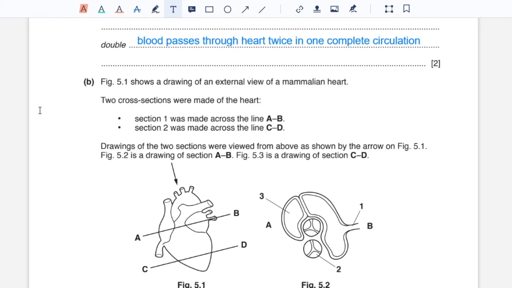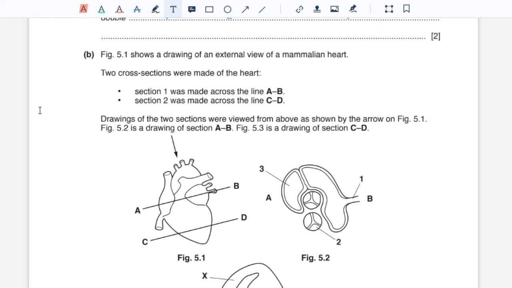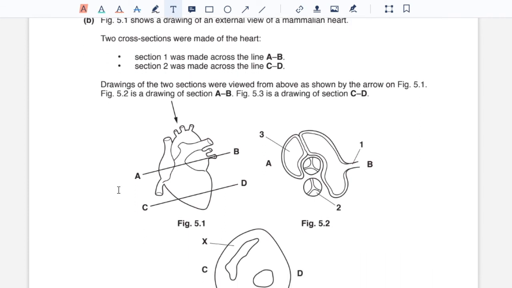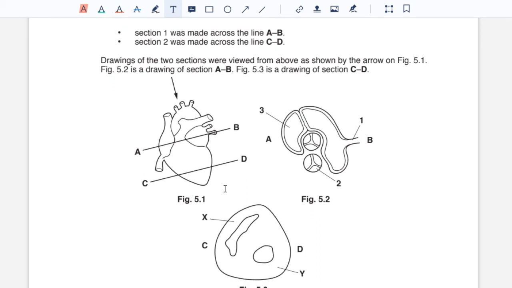B. Figure 5.1 shows a drawing of an external view of a mammalian heart. Two cross sections were made of the heart, where section 1 was made across the line AB over here and section 2 was made across the line CD. Drawings of the two sections were viewed from above as shown by the arrow on figure 5.1. Figure 5.2 is a drawing of section AB and 5.3 is a drawing of section CD.